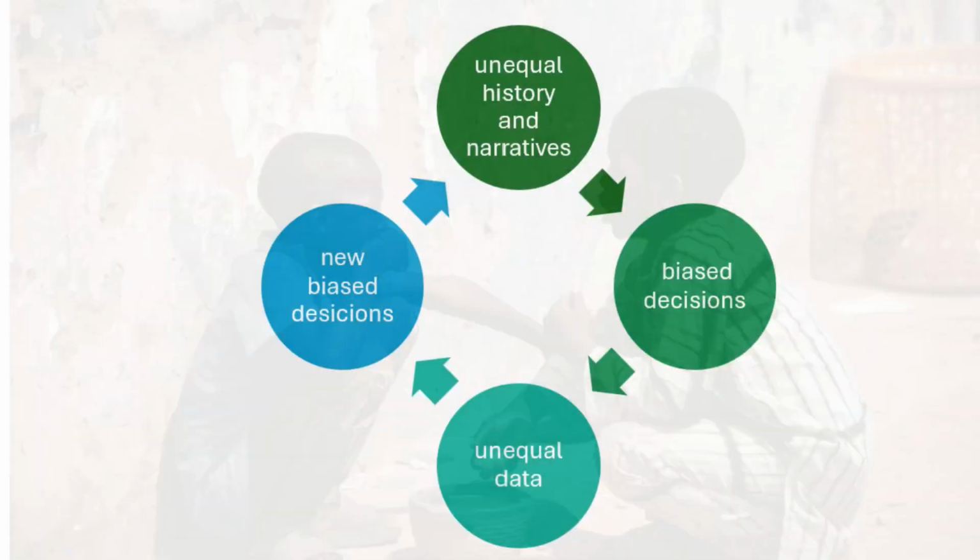This is how inequality becomes self-reinforcing. A system trained on unequal history helps produce unequal decisions today. Those decisions then create new data that confirms the same pattern tomorrow.